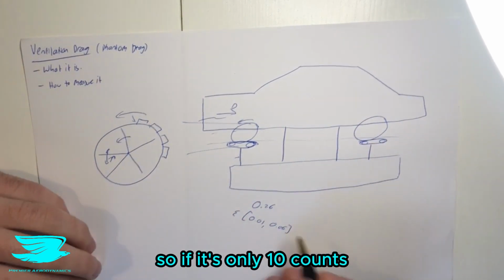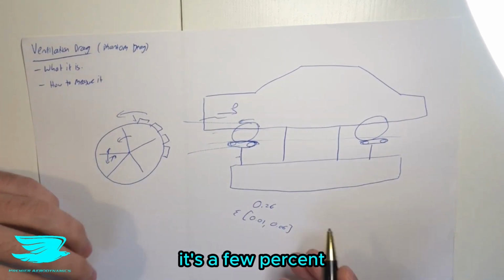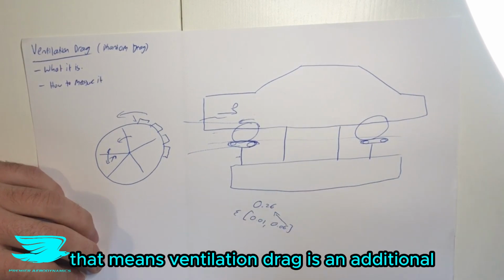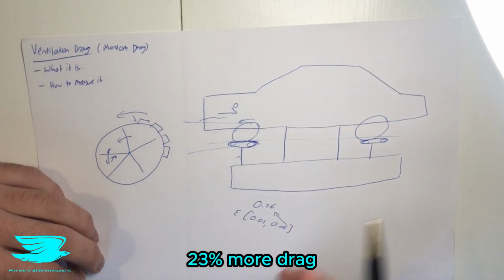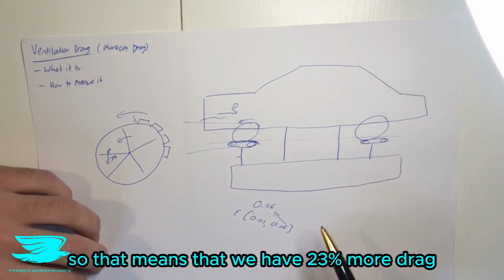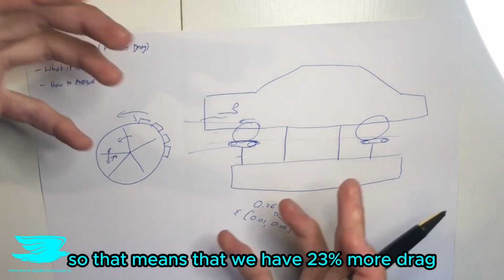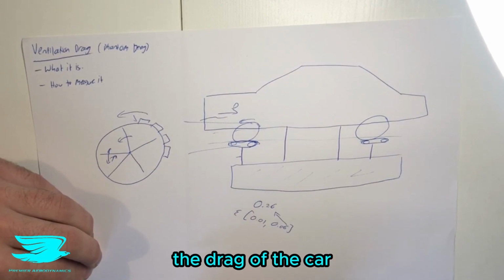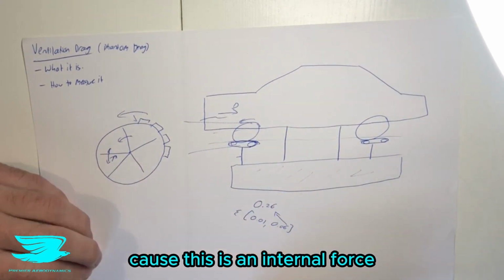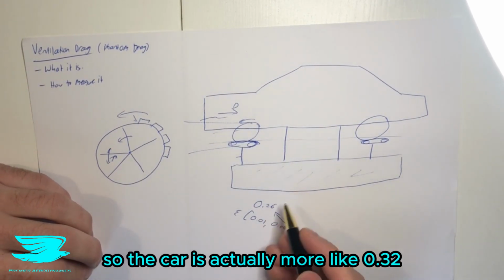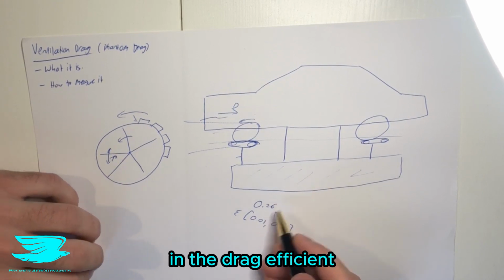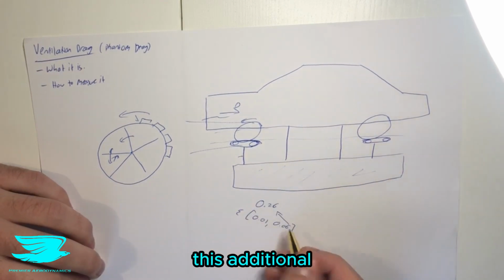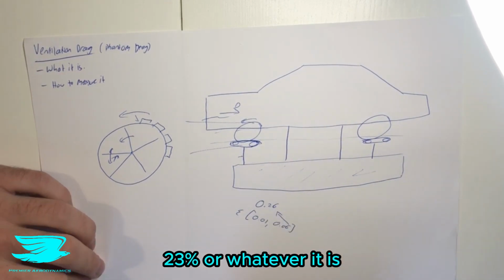That's a lot. So if it's only 10 counts, okay, that's not that much, it's a few percent. But 60 counts compared to 260 counts, that means ventilation drag is an additional 23% more drag on this car. So that means that we have 23% more drag that we're not taking into account with this way of measuring the drag of the car, because this is an internal force. So the car is actually more like 0.32, the drag coefficient, when we go on the real life, like a road driving along. In the wind tunnel, we're not measuring this additional 23% or whatever it is.